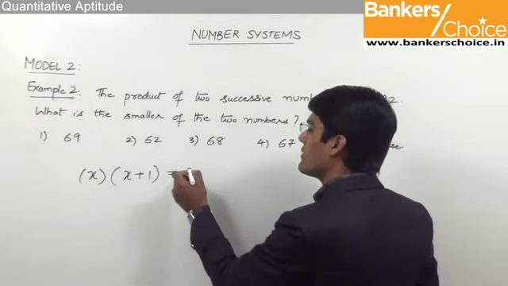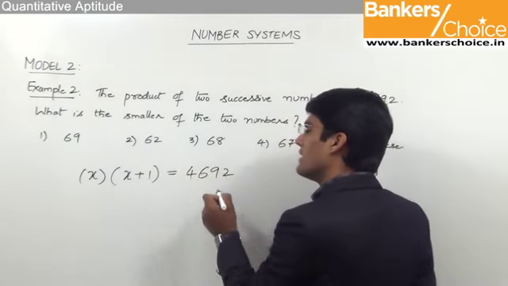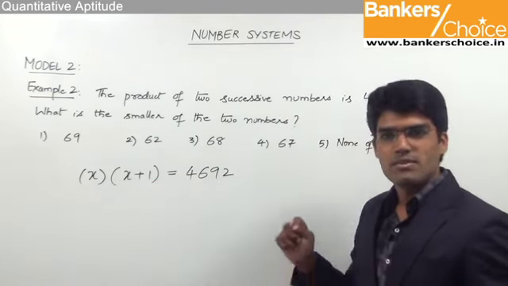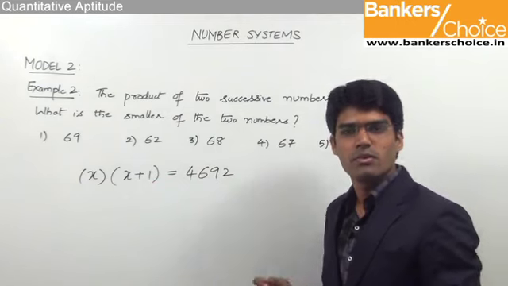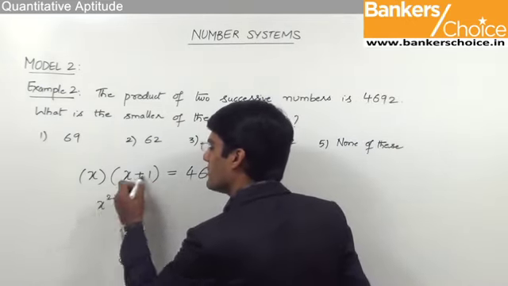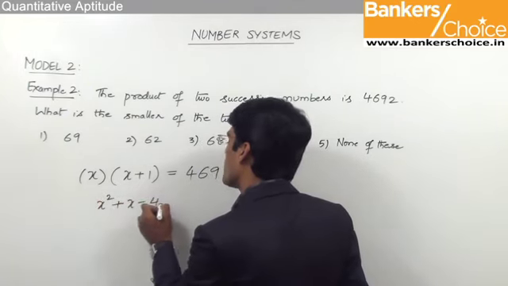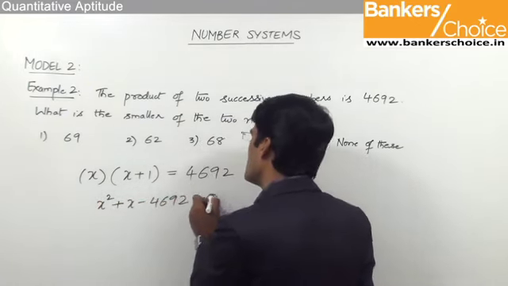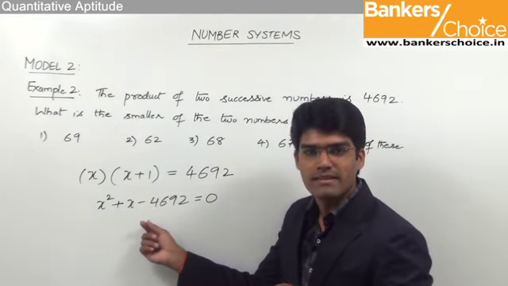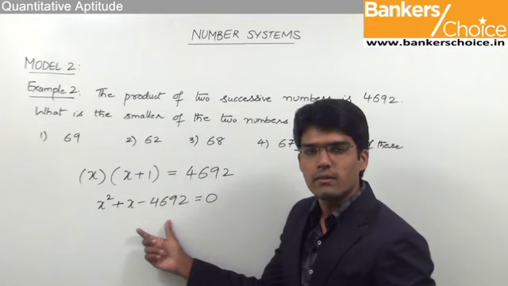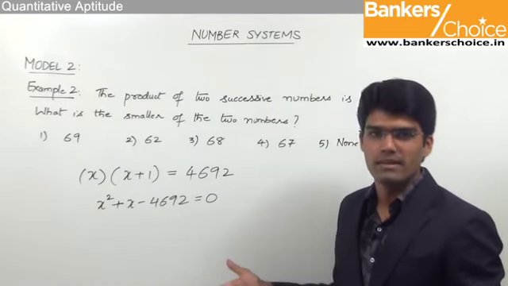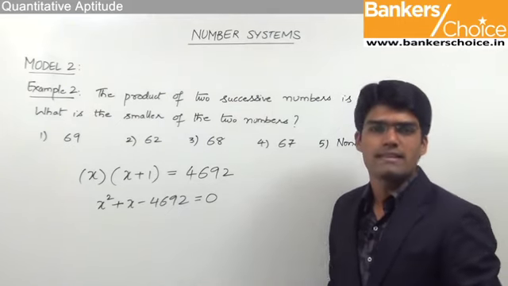is equal to 4692. Now here we have an equation with only one variable, that is x. So one equation in one variable can be solved. If we try to expand this, we get x into x, x squared plus x minus 4692 is equal to 0. As you can see here, this is a quadratic equation in terms of x. By solving this quadratic equation, we will get 2 values of x, out of which one most probably would be negative, and the other value has to be the answer here.